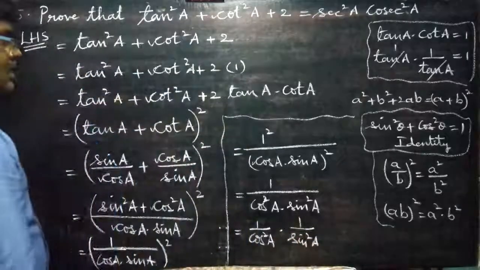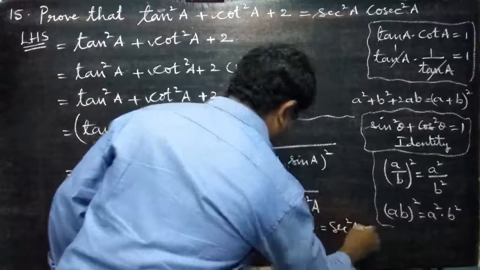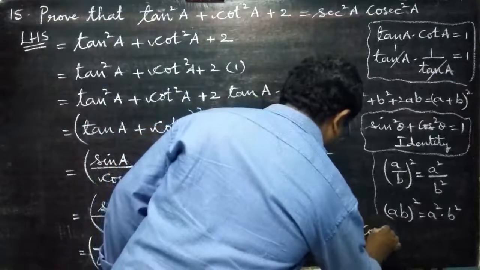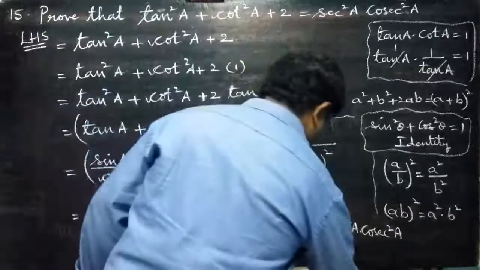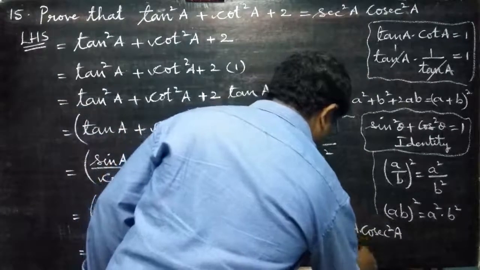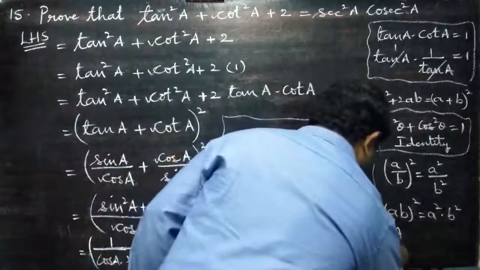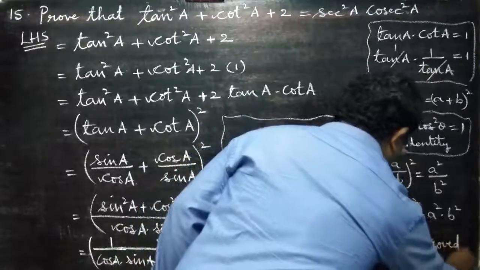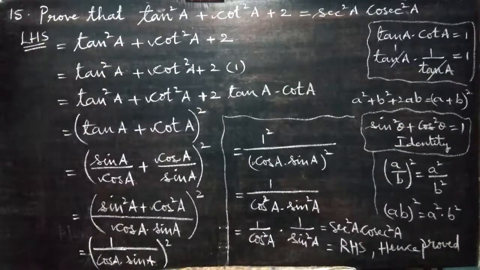1 by cos means what? Secant square A. 1 by sine means cosecant, so cosecant square A. There we reach RHS. Hence proved. Write that word, hence proved. This is the way of simplifying this problem. Write all the identities, working, everything.